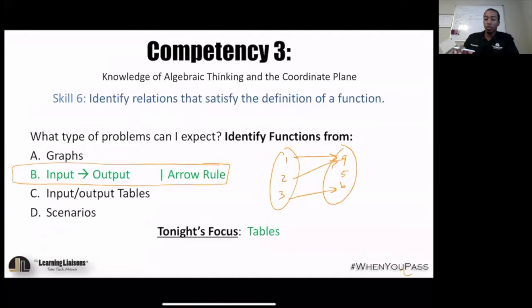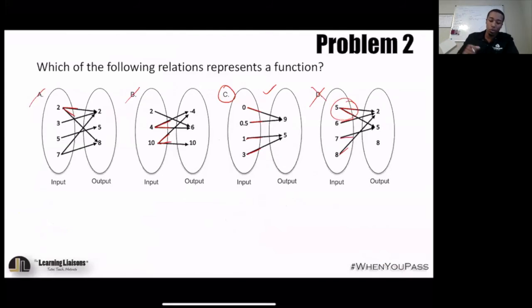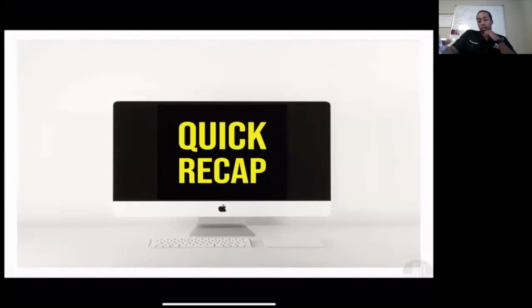Now, when we go on to the arrow problems for functions, again, the tip is just go for the one that has 1 line extending from every input. If there's more than 1, not the answer. So just like we saw here and there, and we're good. So guys, stick around for a moment because I got some treats for y'all. So again, the inputs on the left, one arrow, exactly.